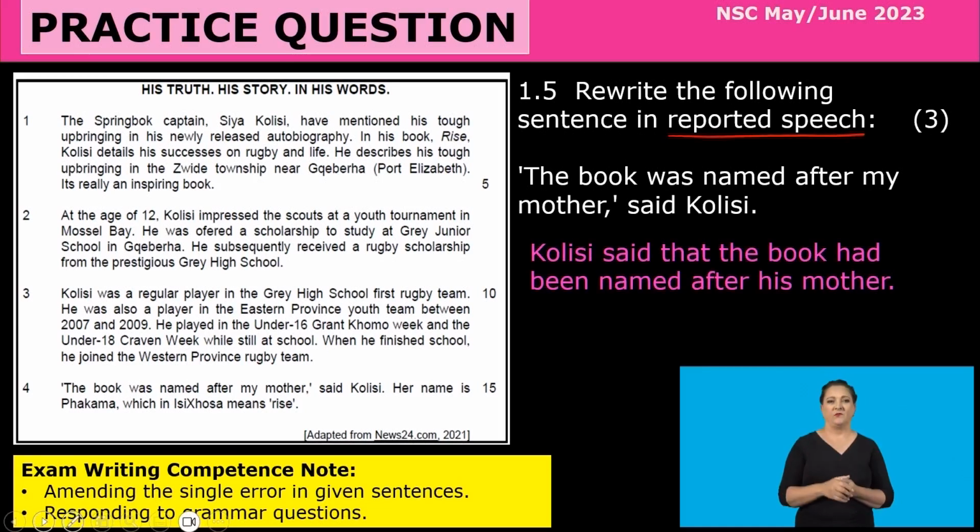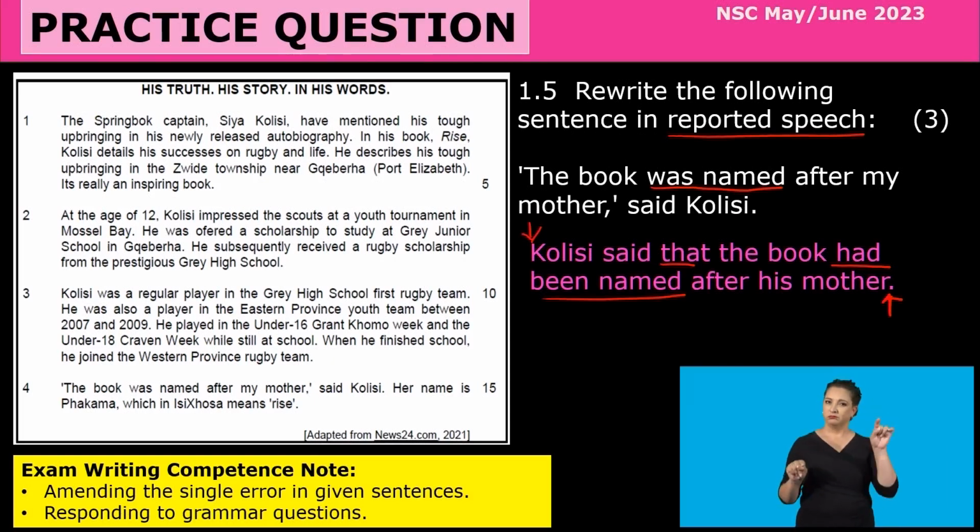So in our response, Khulisi said that. There's our indicator. The book had been named. So look at was named. Can you see that is past tense? Now we want to go back shifting in time. So to back shift, we make it the perfect tense, had been named after his mother. And see how we maintain the full stop and we also maintained the capital letter to start the sentence.